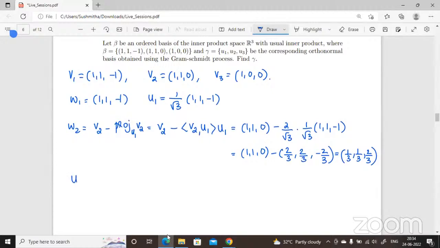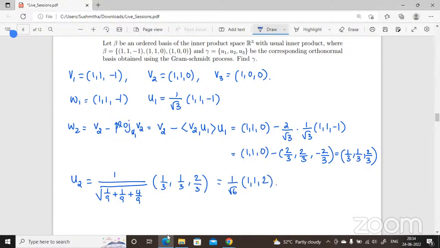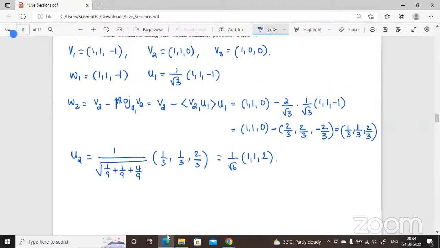What is U2? U2 is 1 by the square root of 1/9 + 1/9 + 4/9, times (1/3, 1/3, 2/3). The 9 goes to the top, all the 3's get cancelled, so 1 by root 6 times (1, 1, 2). Gram-Schmidt process is just calculation. You shouldn't make a mistake, because if you make a mistake at one stage, every subsequent stage is going to be wrong, right? Yes, ma'am, so you have to be very careful.